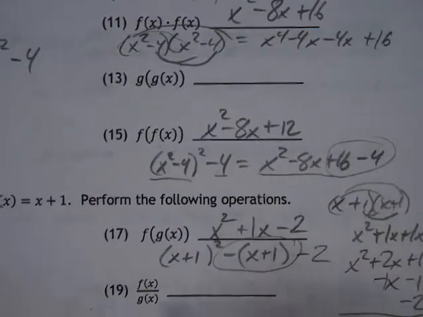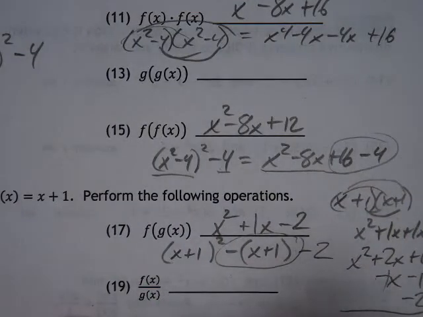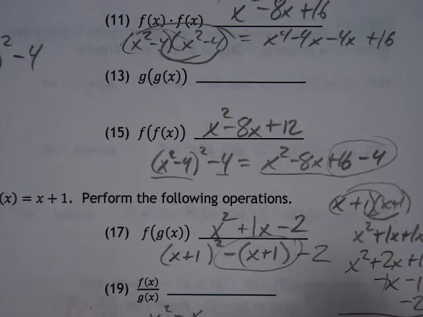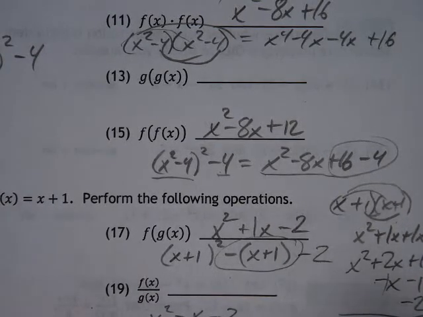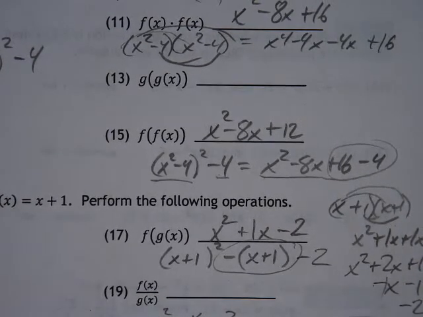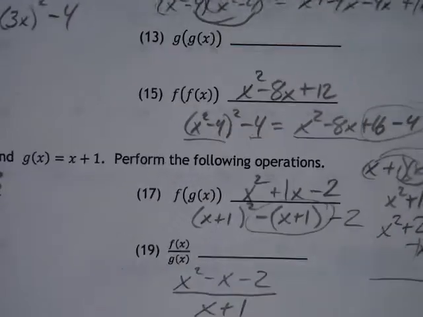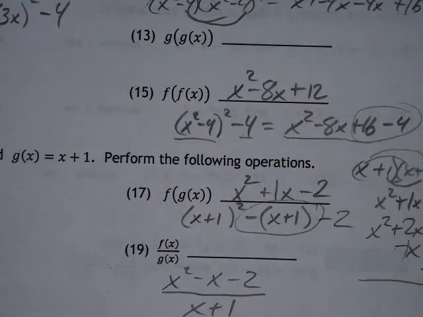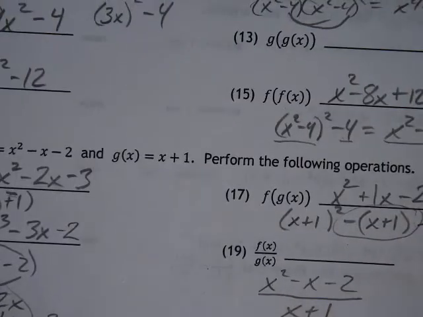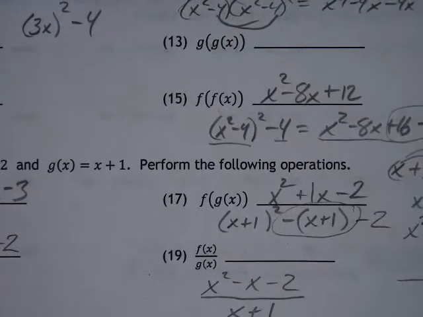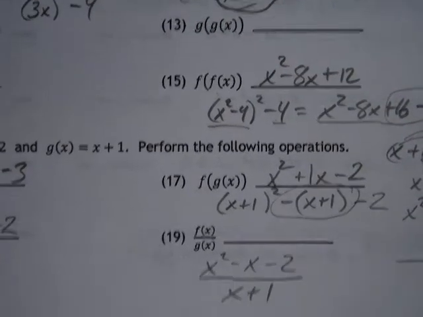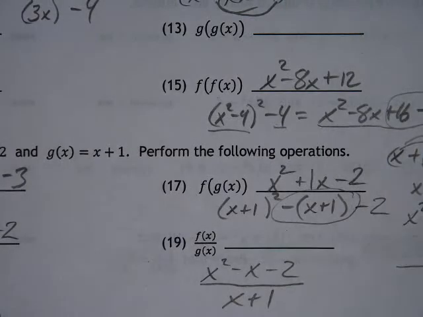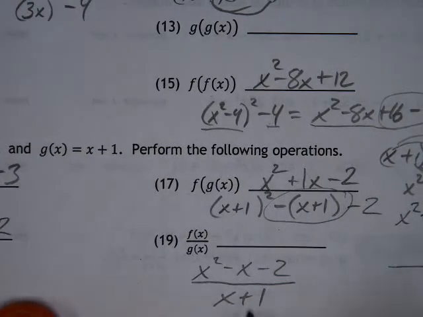And lastly, this one's kind of cool. f of x is going to be on top, x squared minus x minus 2, all over x plus 1. Some folks are going to try and cancel stuff that they think they can cancel. As it is, you can't cancel anything, because the only thing you can cancel is stuff that's being multiplied by the rest of the denominator. So I can't just say let's cancel those x's because I see an x on top and bottom.